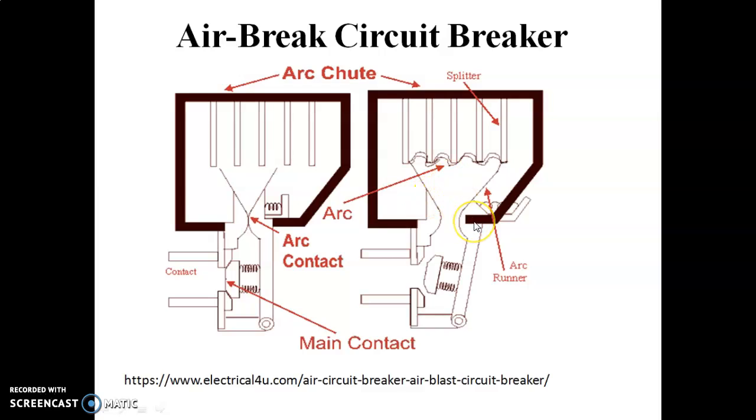So this is your air brake circuit breaker. We can use it for AC and also for DC. The AC range is about 400 volts to 12 kilovolts, and for DC circuits we can use it up to 12 kilovolts.